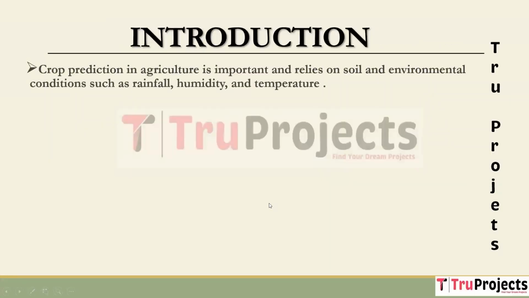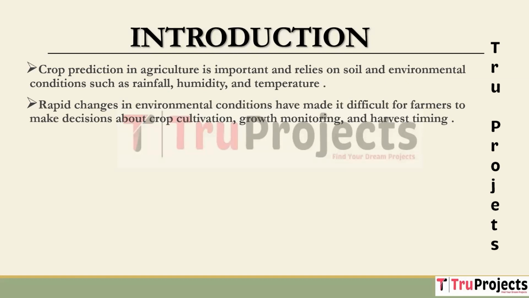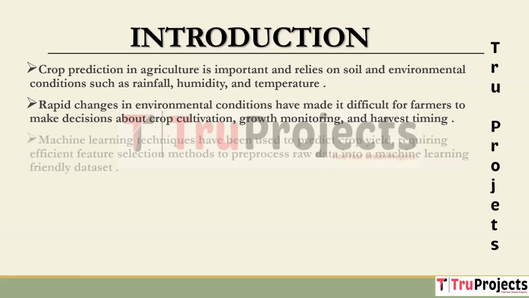Introduction. Crop prediction is an important aspect of agriculture because it relies on various soil and environmental factors like rainfall, humidity, and temperature. Accurate predictions help farmers to make informed decisions throughout the crop cultivation cycle, from choosing the right crops to monitoring growth and timing the harvest. Rapid and unpredictable changes in environmental conditions, including climatic change, have made it increasingly challenging for farmers to make these crucial decisions. Variability in weather patterns can significantly impact crop yields and success.